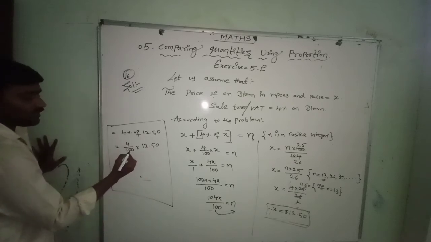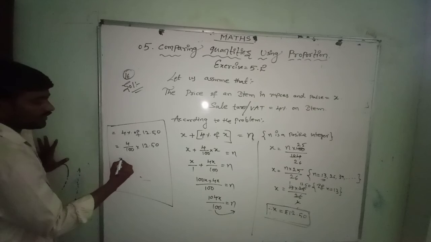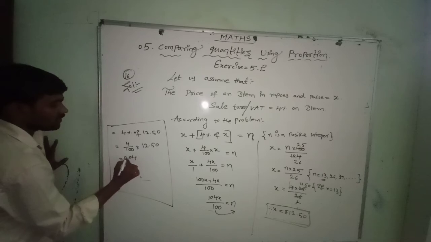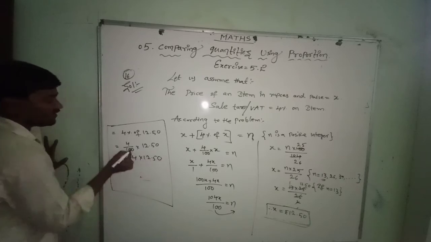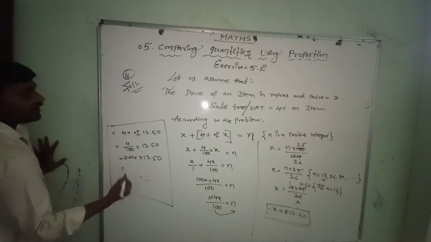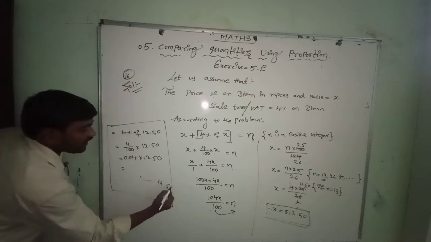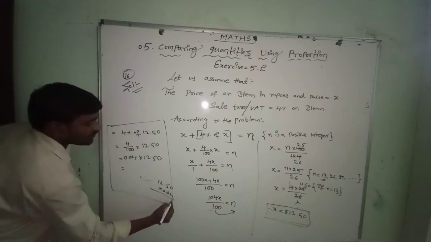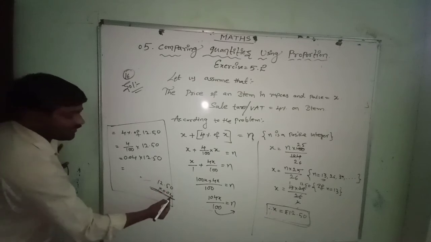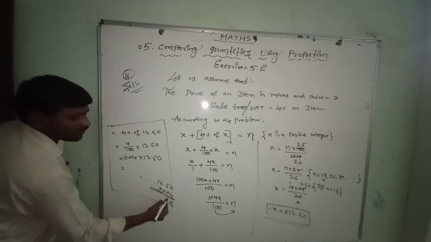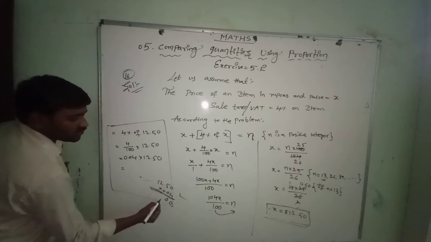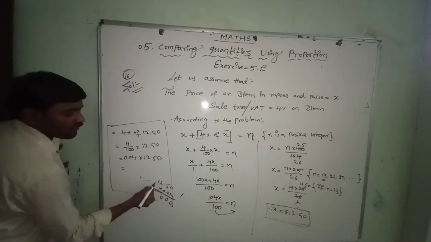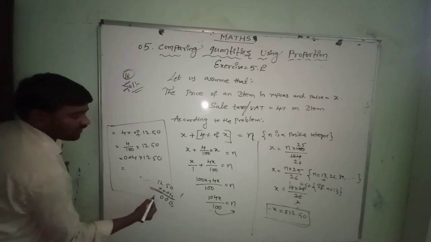Here this fraction you change to a decimal like this. Then multiply 12.50 into 0.04. Let us multiply by 4 only. 4 zeros are 0, 4 fives are 20, 2 carry. 4 twos are 8 plus 2, 10, 1 carry, and 4 ones are 4, plus 1, 5.